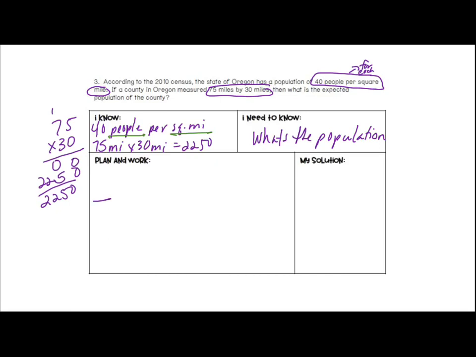So let's set up our proportion. We're comparing people to square miles. So we have 40 people per square mile. So 40 people for one square mile. We need to know how many people in 2,250 square miles. So clearly my relationship, I'm multiplying by 2,250.